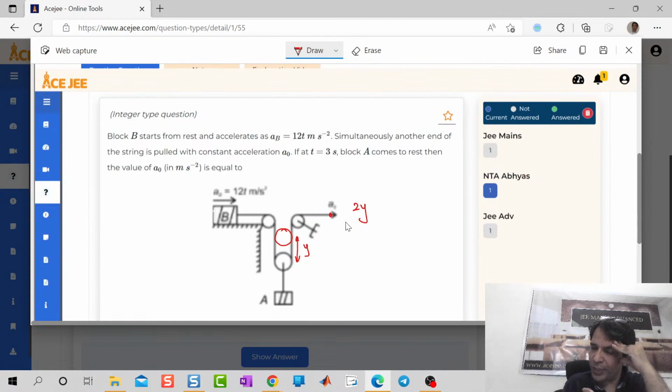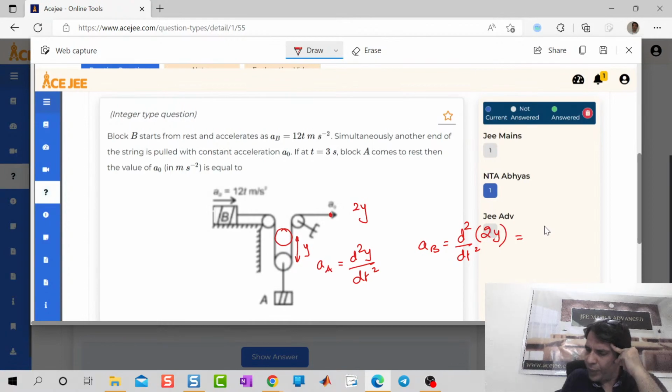And then at any point in time, if you assume that B is stationary, then that would be valid if only the right end was moving. Correct? Yes, sir. Okay. So if you were to double differentiate that relationship, if I were to write the acceleration of A as d2y by dt2, then the acceleration of the right end will be d2 by dt2 of 2y, so that means 2 times the acceleration of A, right?